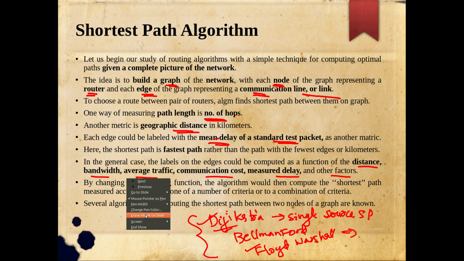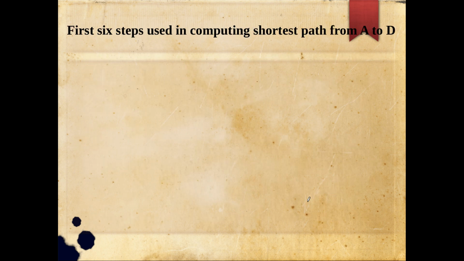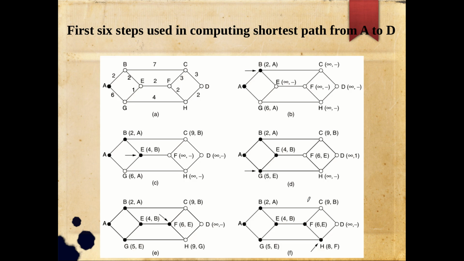Right? Here it uses Dijkstra's algorithm, from 1959, to find the shortest paths between a source and all other destinations in the network. This is the picture I took from the Tanenbaum textbook, where they explain this in detail. For the detailed explanation, you can refer to the textbook. But as you already studied this algorithm, I thought of just giving you this diagram, and let me explain it. Here we are starting from node A, right?